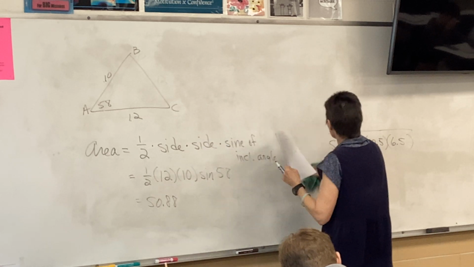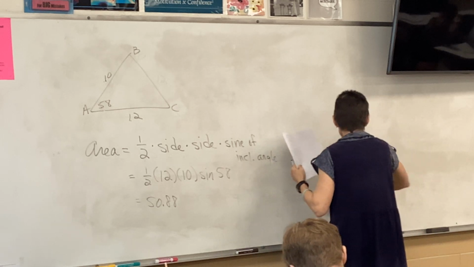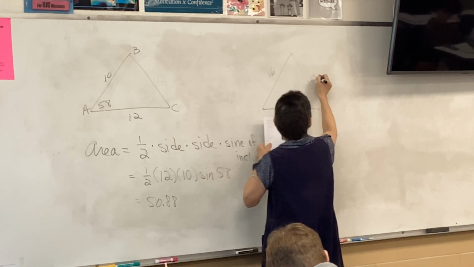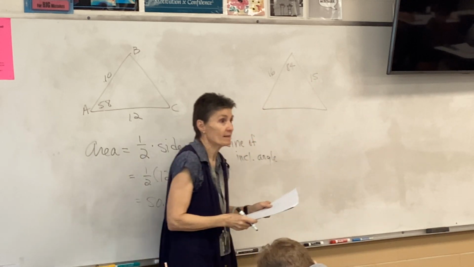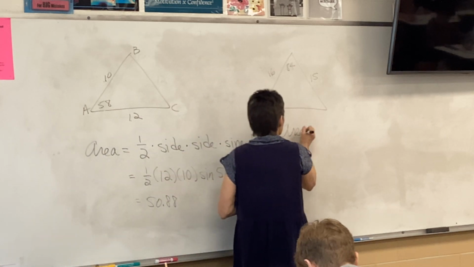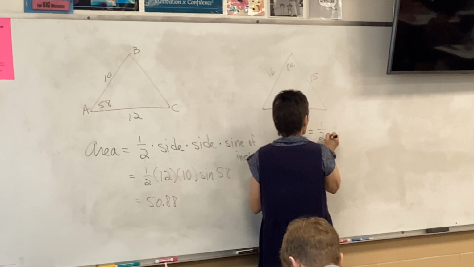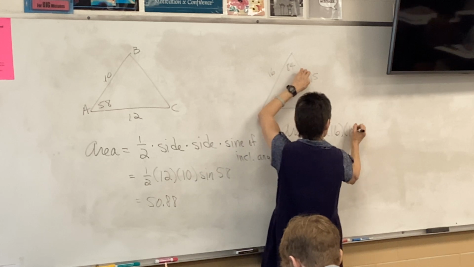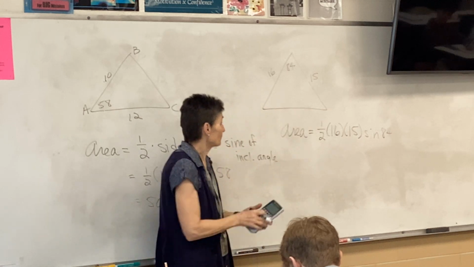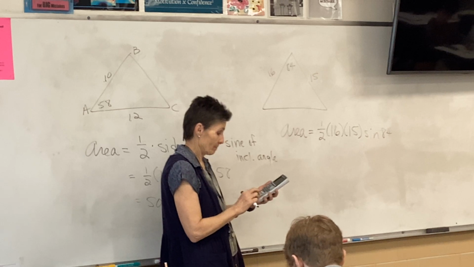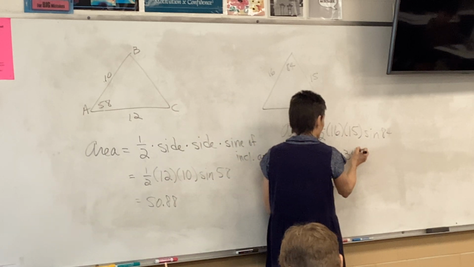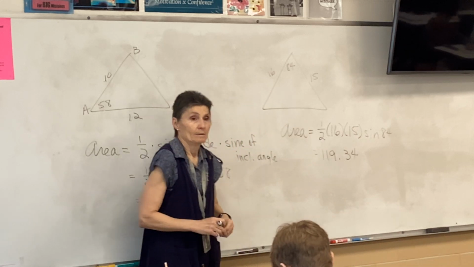Could I do the same thing with problem C? Yeah, because what do I have in problem C? I have two sides and the angle in between them. Do you see that? This is like the best case ever. So what does my formula say? The area is 1/2 times 16 times 15 times sine 84. 1/2 side, side, sine. Wow. I got 119.34. You okay with that?